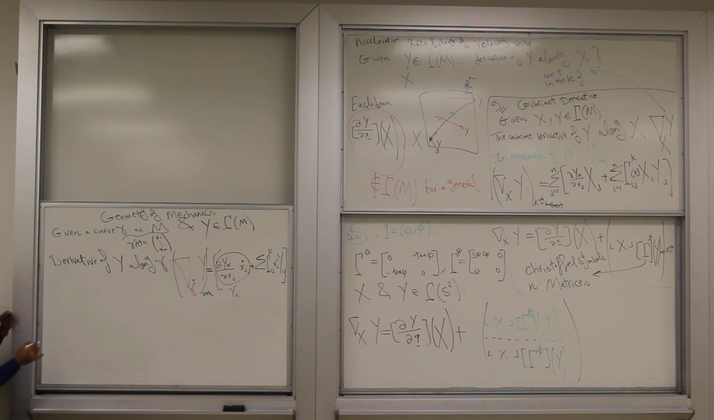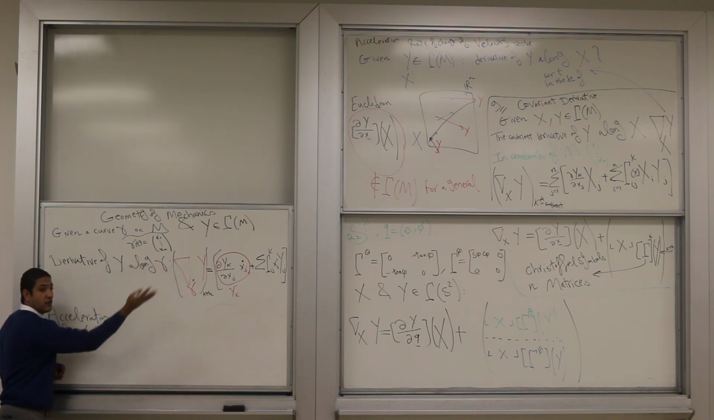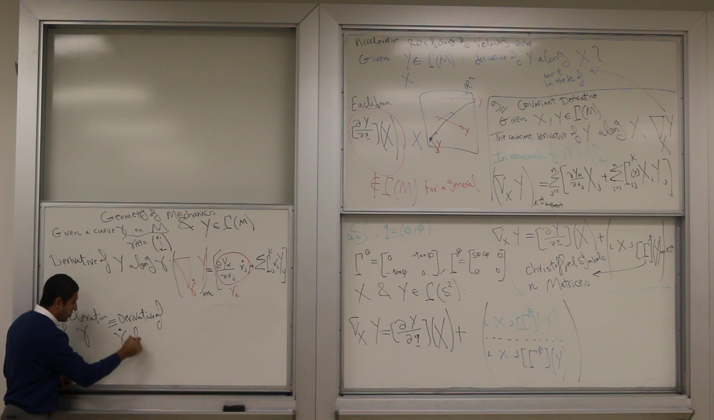So finally, I'm ready now to write down the acceleration of a curve. Please bear with me here, you'll have some time to write. The acceleration of a curve will be the derivative of what? Acceleration is the derivative of velocity. So it is the derivative of the velocity, gamma dot, along gamma.